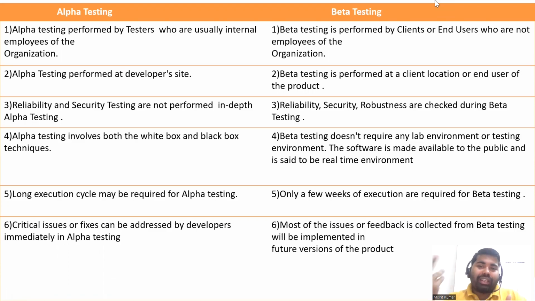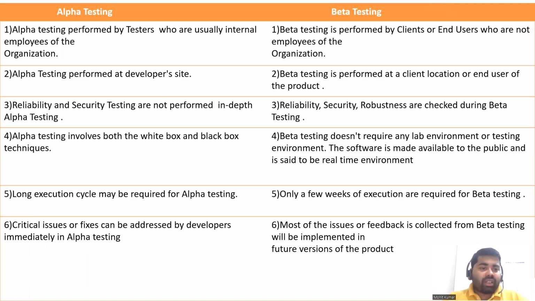So the customer directly uses the product. Alpha testing is performed on the developer side. Okay. So we are in a developer or QA environment, we are testing there. But beta testing is performed at the client location or by the end user of the product.